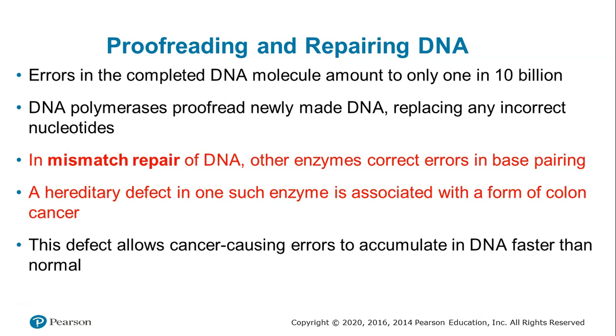But just insanely impressive. DNA polymerases proofread newly made DNA, replacing any incorrect nucleotides. And since they're going at insane speed, if you just pause and think about this, and it's happening in millions of your cells right now, it's just incredible to think about. So in mismatch repair of DNA, other enzymes correct errors in base pairing. A hereditary defect in such an enzyme is associated with a form of colon cancer. And colon cancer is a really deadly cancer if you don't catch it early.